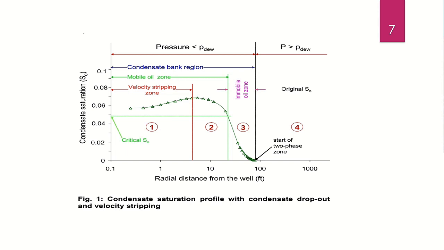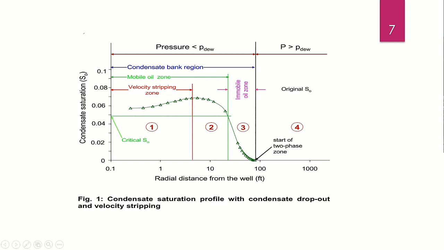Here we can see that there are two main phases. One is where the pressure is below the dew point. One is where the pressure is greater than the dew point. Here four sub-regions develop near the wellbore with different liquid saturation. First is away from the wellbore, where the dew point pressure is greater than the reservoir pressure. And the second phase, the condensate bank region, velocity stripping zone, and mobile oil zone, where the pressure is less than the dew point, where the two phases are beginning.